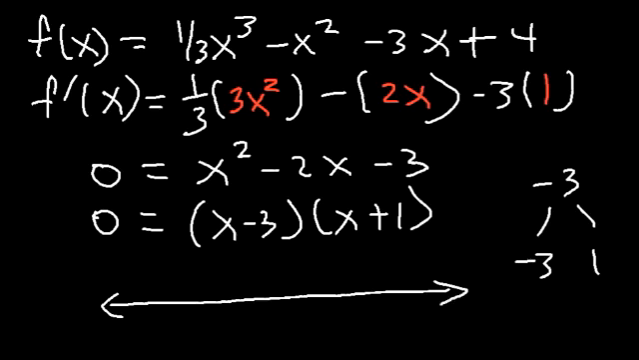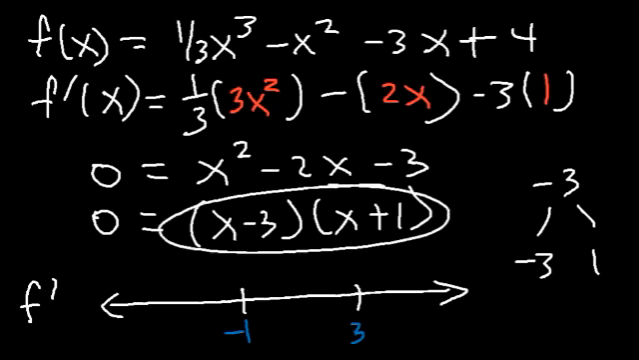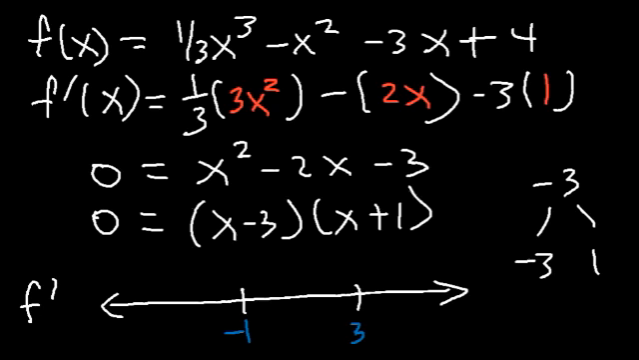So from left to right, -1 comes first and then 3. Now we want to see where the first derivative is positive and where it's negative with respect to these numbers. So let's pick a number that's greater than 3. Let's try 4. If we plug 4 into the factored form of the first derivative, is it going to be positive or negative? 4 minus 3 is positive, and 4 plus 1 is positive. If you multiply two positive numbers, you're going to get a positive result.